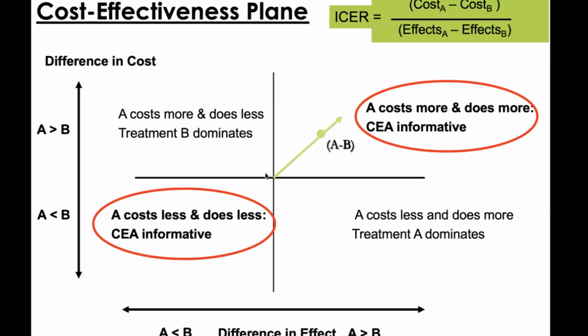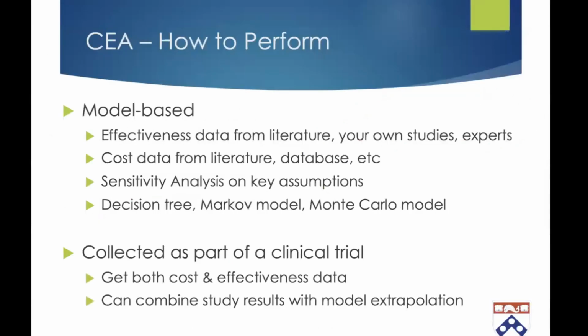But otherwise, you have the right lower quadrant where the new intervention costs less and does more. It's sort of a no-brainer, it dominates. Or the new intervention costs more and does less, well, then standard care dominates. But this is generally seen in the results section of cost effectiveness analysis to sort of summarize things.